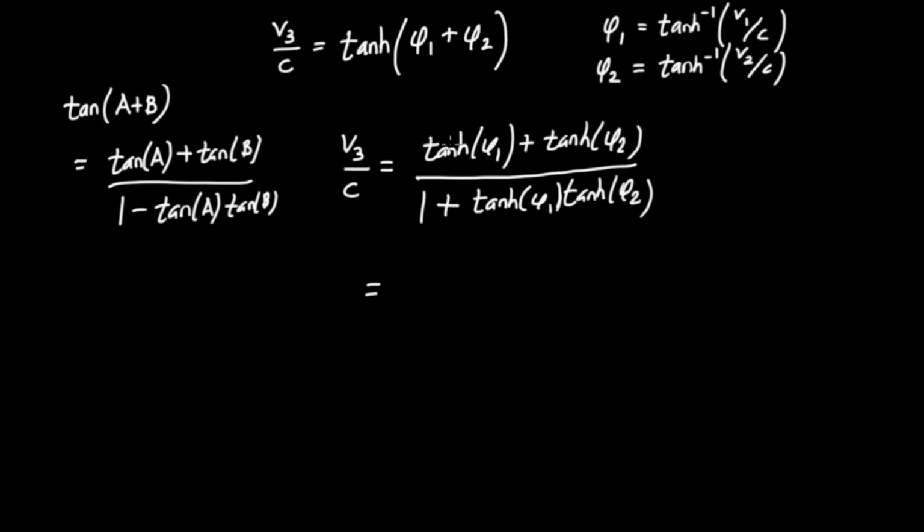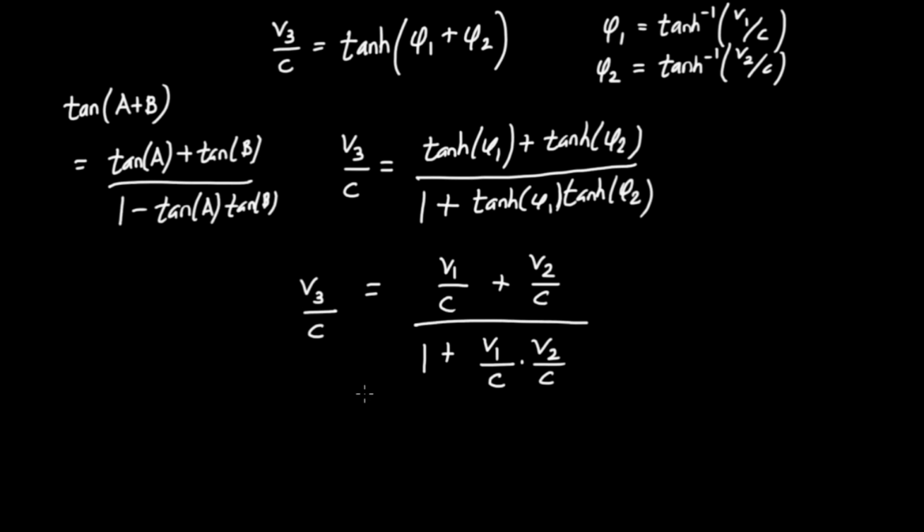And there's an easy simplification we can make with these hyperbolic tangents here. We go back to the definition for the phis. So we see here that tanh of phi1 is going to be v1 over c. So I just replace that, v1 over c. Likewise, tanh of phi2 is going to be v2 over c. So that's the new numerator. And the new denominator is just going to be 1 plus the product of these two, 1 plus v1 over c times v2 over c. And that's all equal to v3 over c.